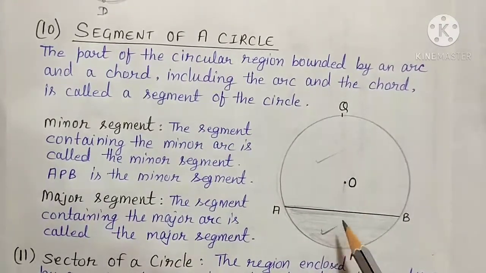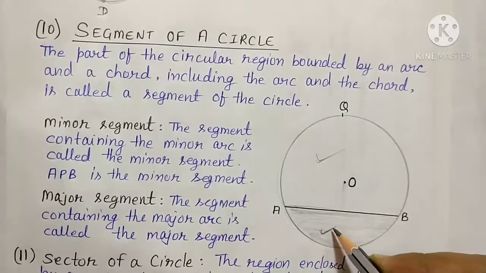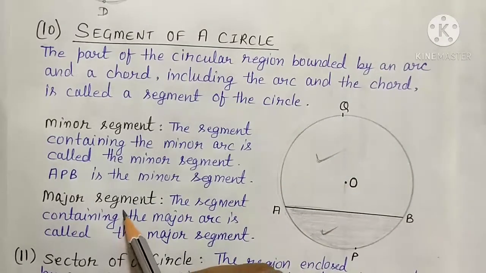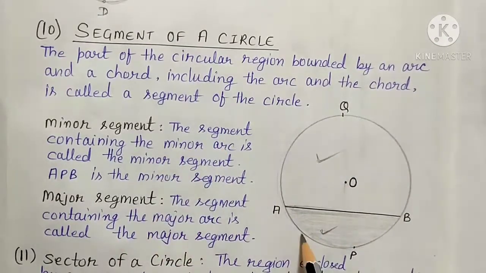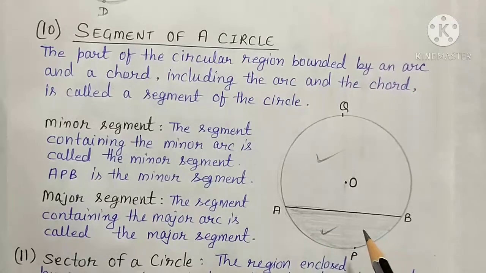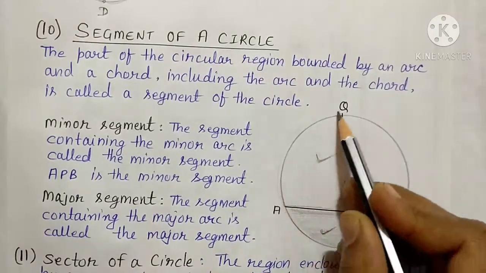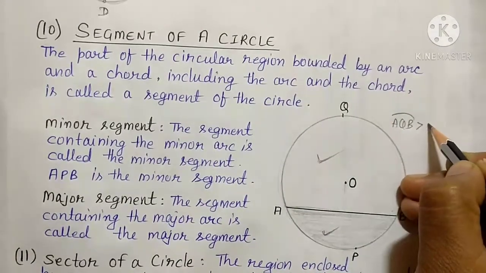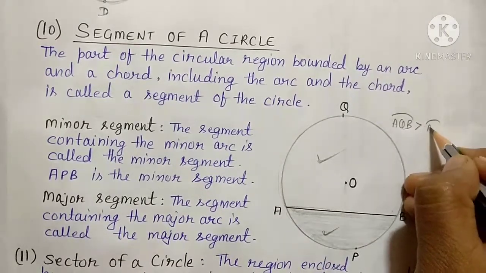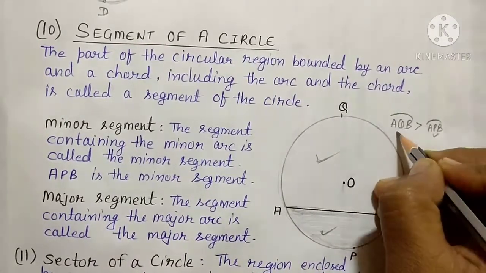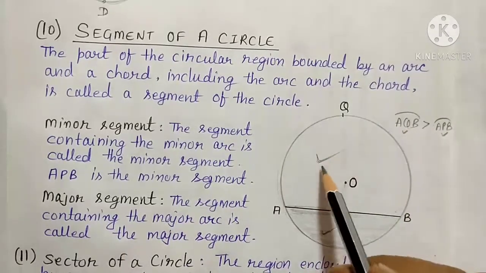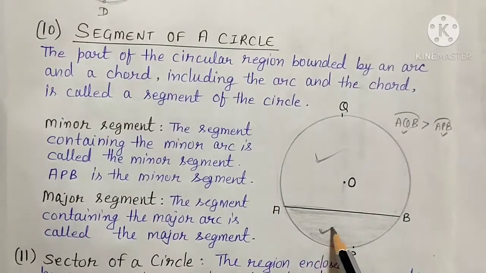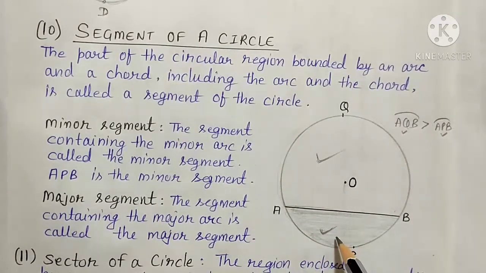Now this is a smaller segment and this is a bigger segment. The smaller segment we call minor segment and the bigger segment we call major segment. The segment containing the minor arc, APB is a minor arc, minor means small compared to arc AQB. AQB arc is bigger compared to APB arc. So this is a minor and this is a major arc. The segment which contains the major arc is called major segment and the segment which contains the minor arc is called minor segment. I hope it is clear to you.